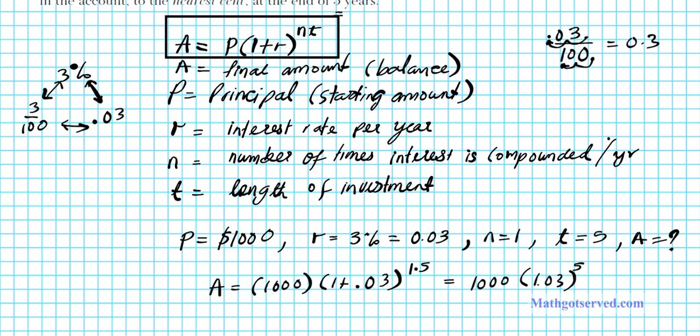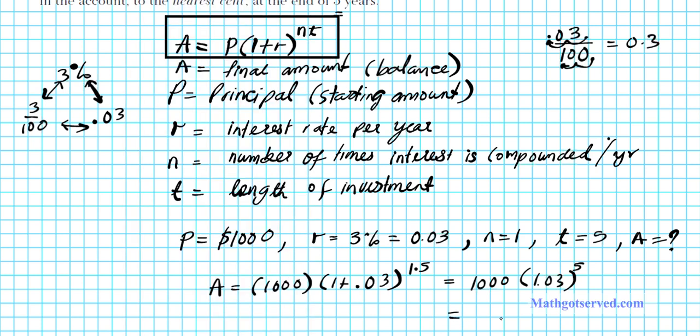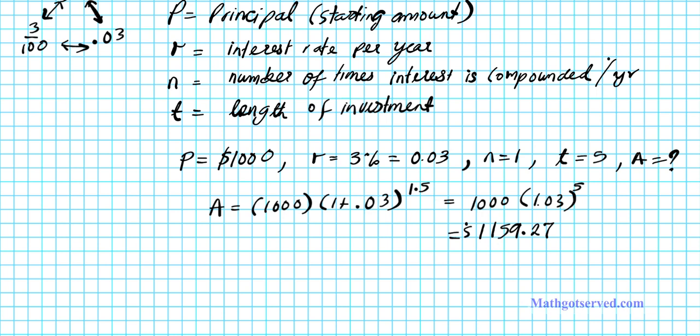And our answer is 1,159.27, rounded to the nearest cent. So the final amount is $1,159.27. That's how much she has at the end of the 5-year period. All right, let's take a look at the last problem.